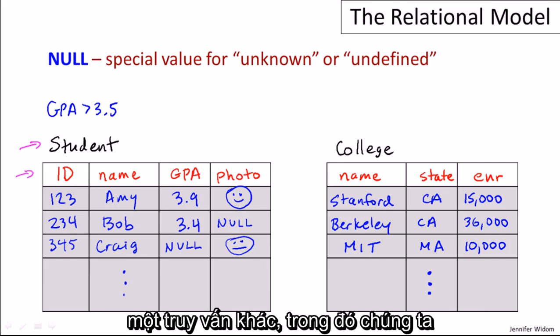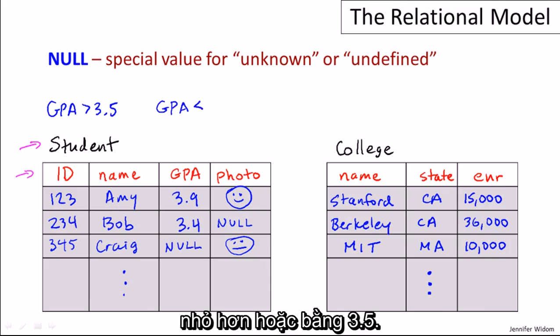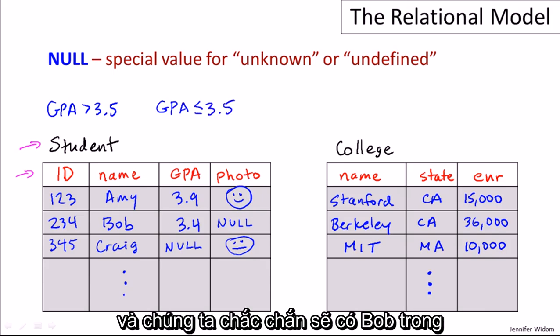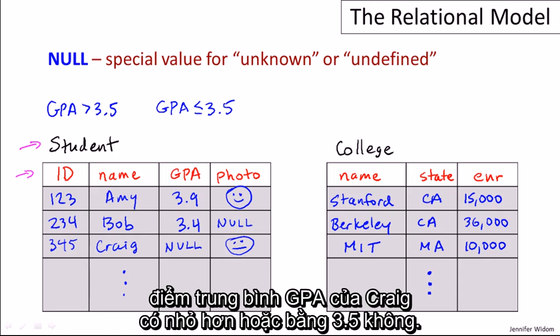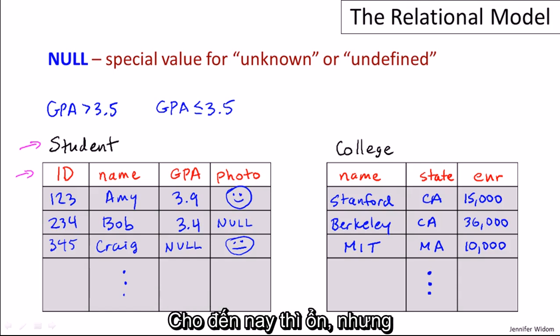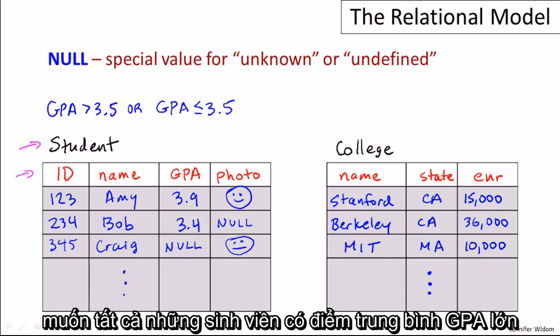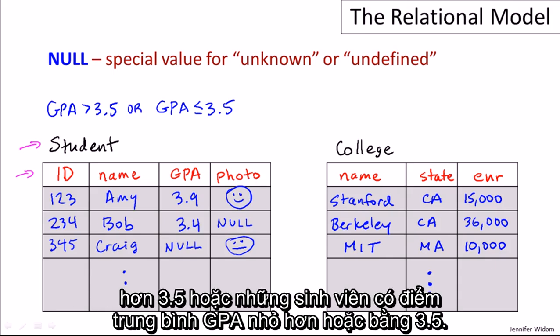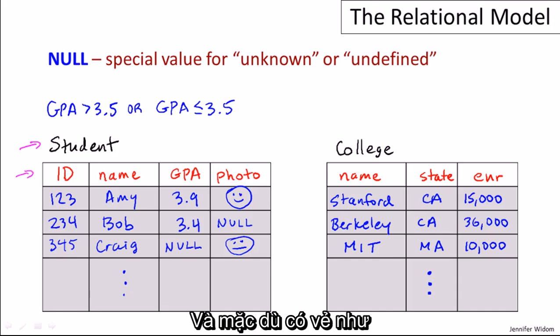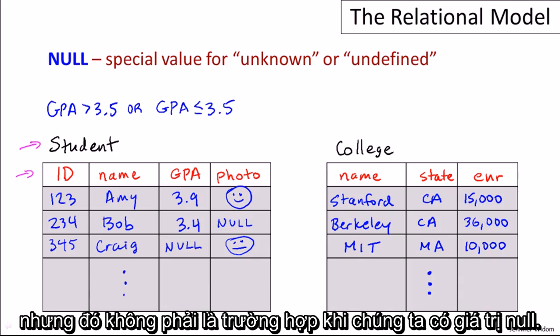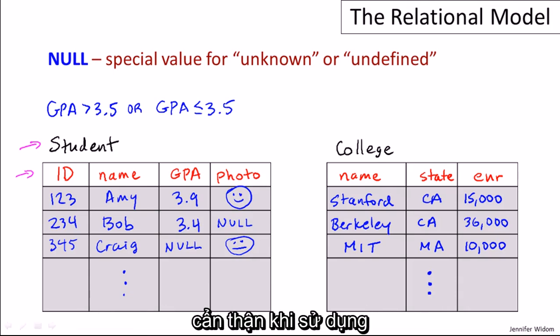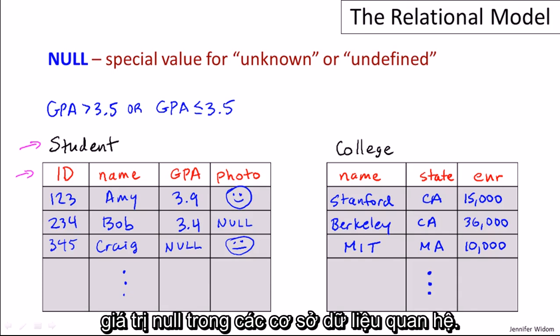Now let's suppose we had another query where we ask for the GPA less than or equal to 3.5. So similarly, we would not have Amy in the result, and we would certainly have Bob in the result, and similarly would not have Craig in the result because we don't know that his GPA is less than or equal to 3.5. So far, so good. It gets a little weird when we add an or in our query. And we say, I want everyone whose GPA is greater than 3.5 or whose GPA is less than or equal to 3.5. Even though it looks like every tuple should satisfy this condition, that it's always true, that's not the case when we have null values. So that's why one has to be careful when one uses null values in relational databases.